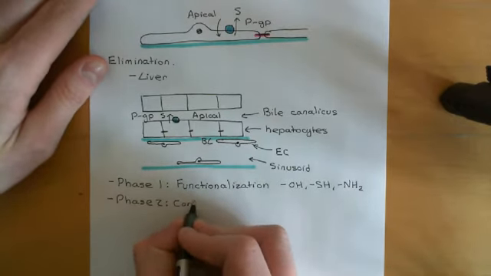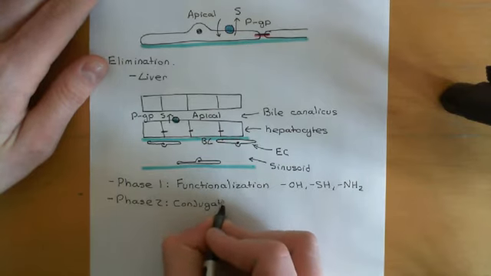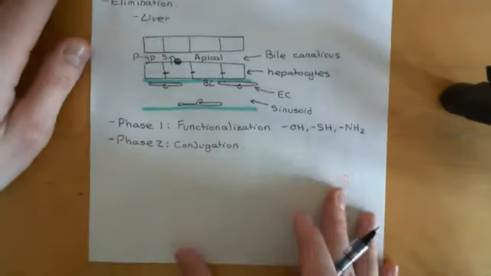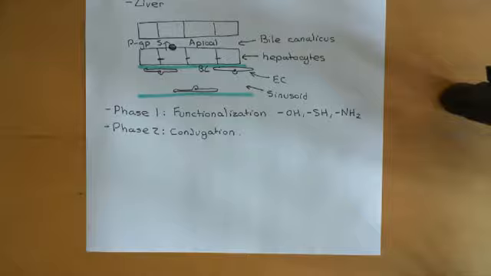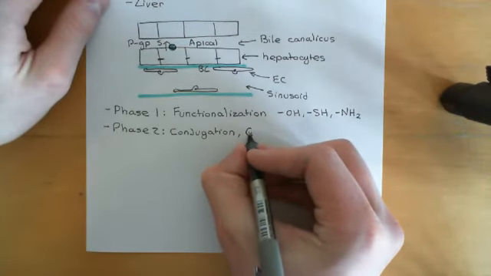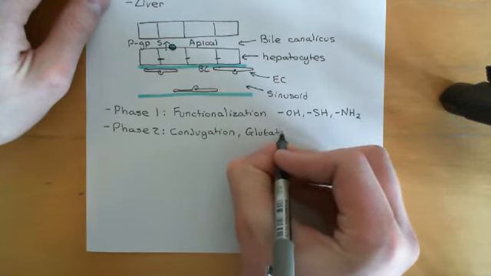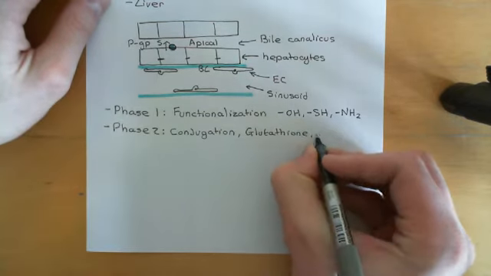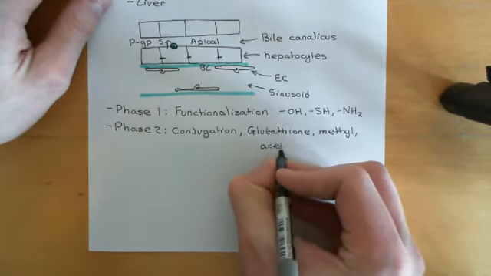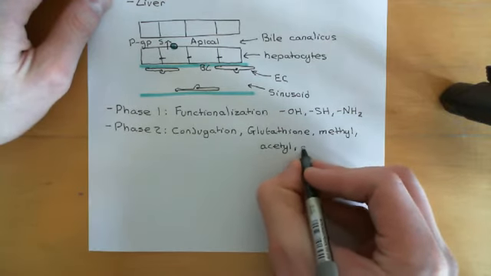Phase 2 reactions are also called conjugation reactions, and in phase 2 conjugation reactions, other molecules are attached onto a drug molecule by means of the functional groups that you've now added onto it. So you react other molecules with the functional groups, and those new molecules end up attached to your drug molecule. Molecules that can be conjugated onto drug molecules include glutathione. In addition, methyl groups can be added on, acetyl groups can be added on, and also glucuronic acid can be added on.